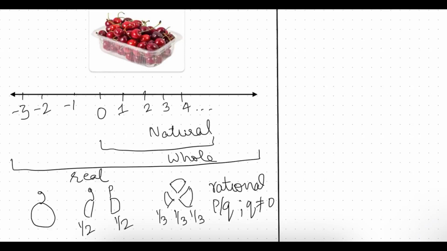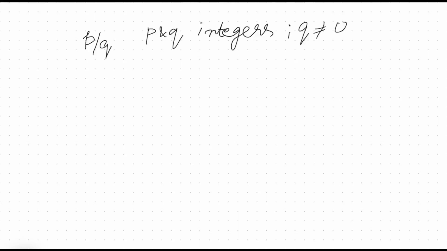So, if you had a cherry and... now let's remember that rational numbers are of the form P by Q, where P and Q are integers and Q is not equal to 0. P and Q can be either positive or negative. And in fact, any number in the P by Q form can be represented in multiple ways.